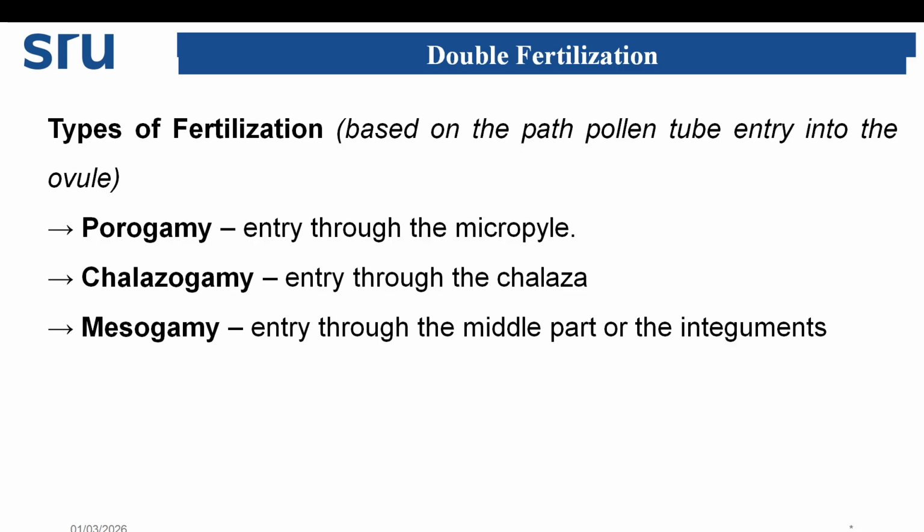Now, types of fertilization based on the path of pollen tube entry into the ovule. So first, porogamy. What is porogamy? Entry of pollen tube through the micropyle. Then next, chalazogamy: entry of pollen tube through the chalaza. Then mesogamy: entry through the middle part of the integuments.